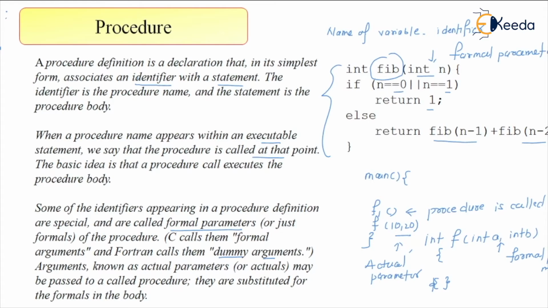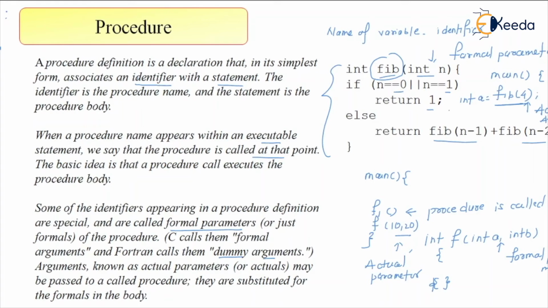We have not used the main function, but there can be a main function where I can invoke this fib with different values. If I write main and call fib with, say, 4, it will return an integer. So int a equals fib of 4. This 4 is my actual argument.